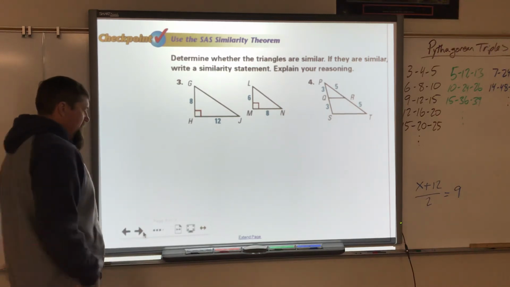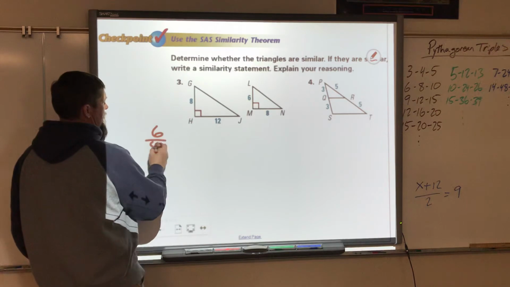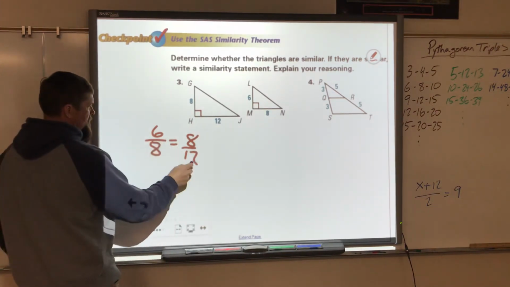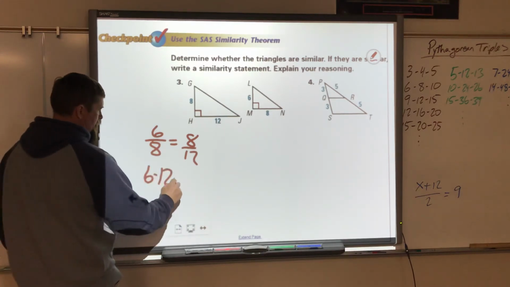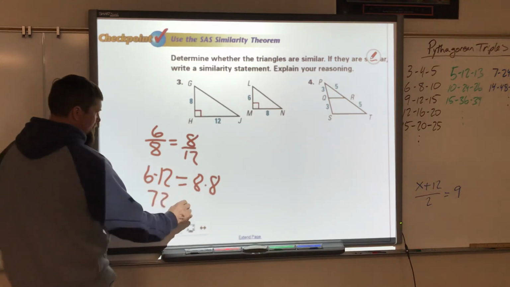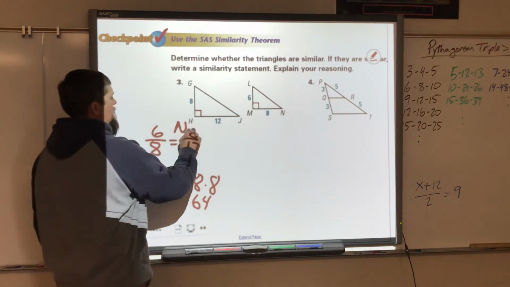Okay, welcome back. We will start with this one. 6, does that compare to 8 as 8 compares to 12? 6 times 12, is that 8 times 8? And that is not correct because this side's 72 and this side's 64. So it is not similar.